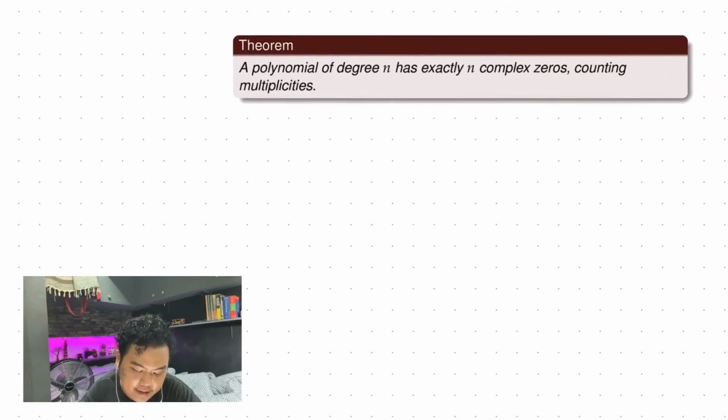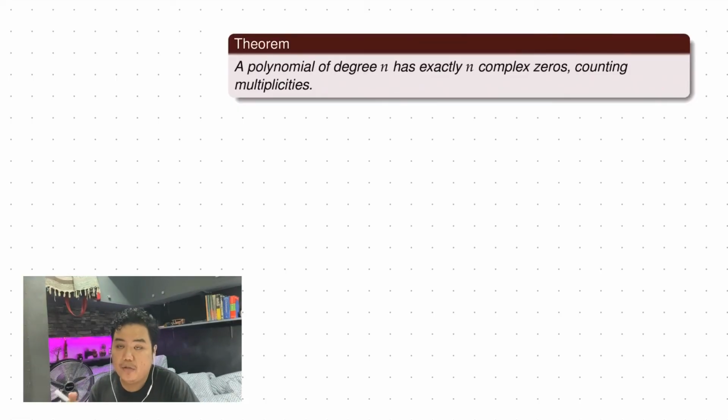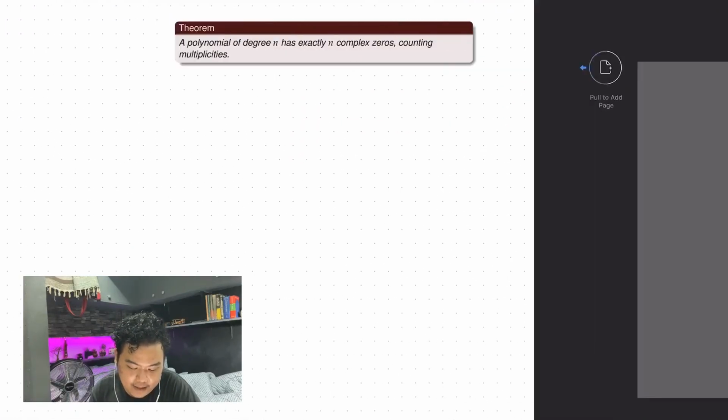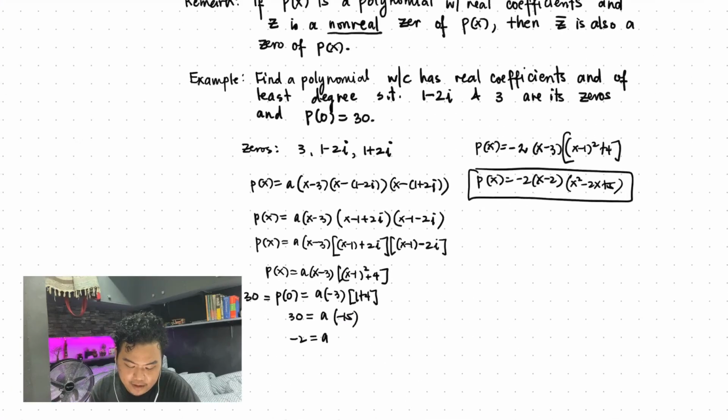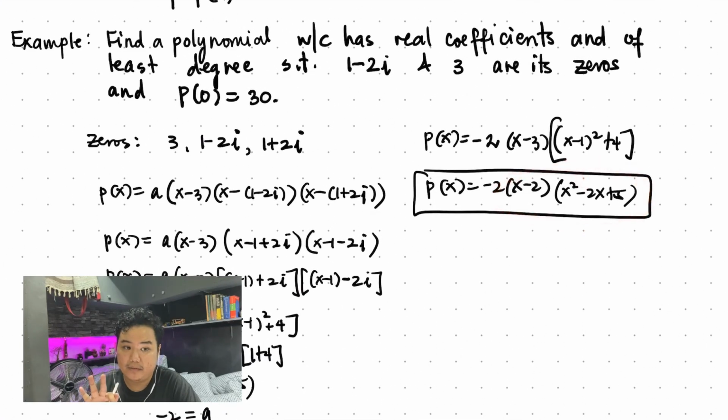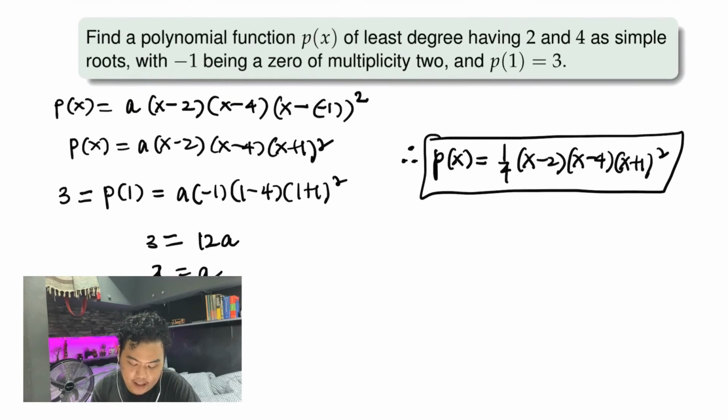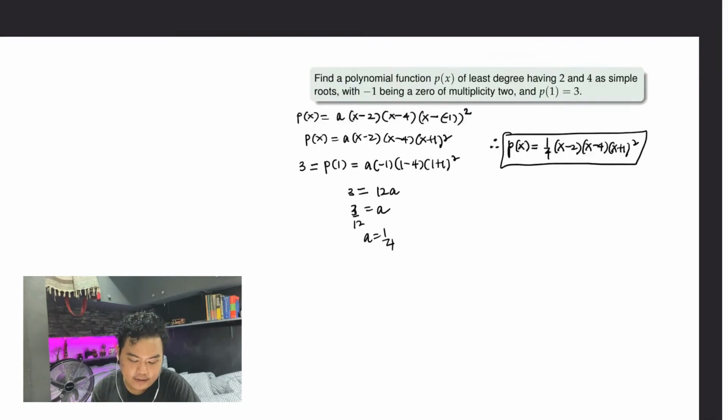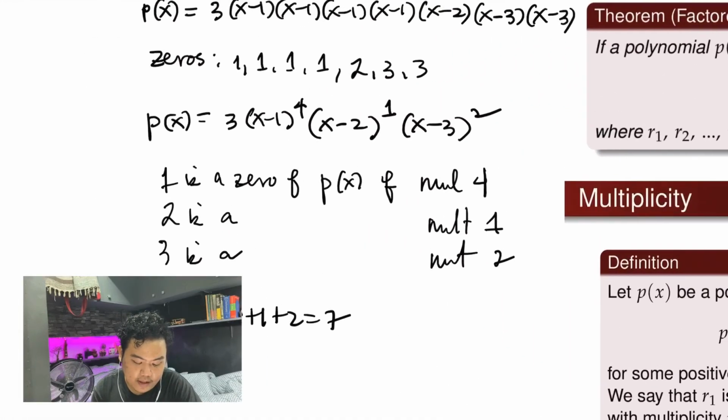At ito yung sinasabi ng isang theorem pa, kung ang degree mo ay n, yung number ng zeros mo ay n din. Kasama yung mga umuulit at saka yung mga hindi real. Yung mga a plus bi, a minus bi. So, gaya ng example na to, the degree of this polynomial is 3. And the roots are 3, 1 minus 2i, 1 plus 2i. Ano pa ba? Ang degree ng polynomial na to is 1 plus 1 plus 2 is 4. At ang roots niya ay 2, 4, negative 1, negative 1. And last example, itong polynomial, ang degree mo ay 7, ang roots mo ay 7. 1, 1, 1, 1, 2, 3, 3.